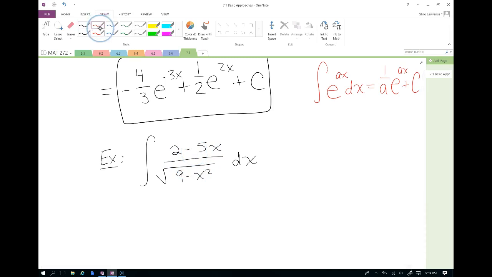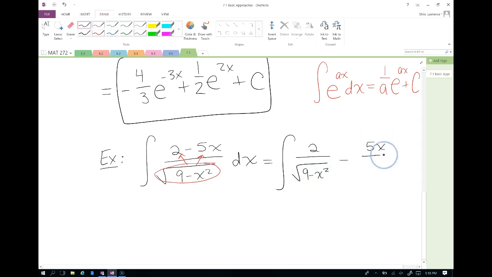So we are going to take our denominator and split it amongst the two terms in our numerator, and think of this as 2 over the square root of 9 minus x squared minus 5x over the square root of 9 minus x squared. And the u substitution that we just talked about will work on the second term. It won't work on the first term because the derivative has an x in it and our numerator does not.